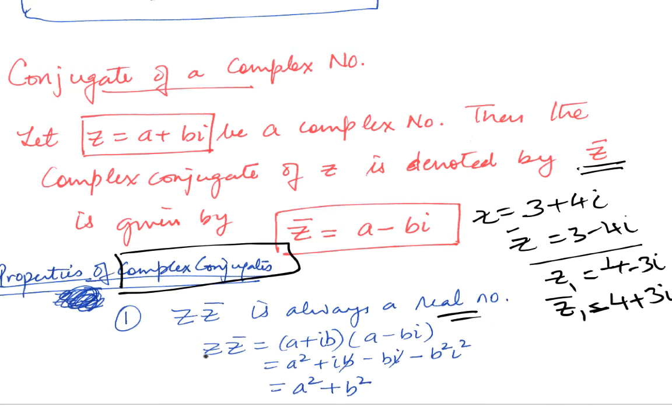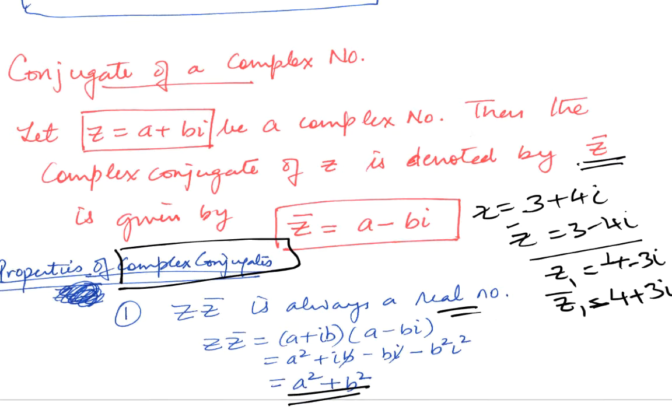So let's do the multiplication z with z bar. It's a plus ib times a minus ib. It's like a difference of squares. So it's basically a squared minus b squared i squared. Now i squared is minus 1. So what happens is when you're multiplying a complex number with its conjugate, you actually get a real number.